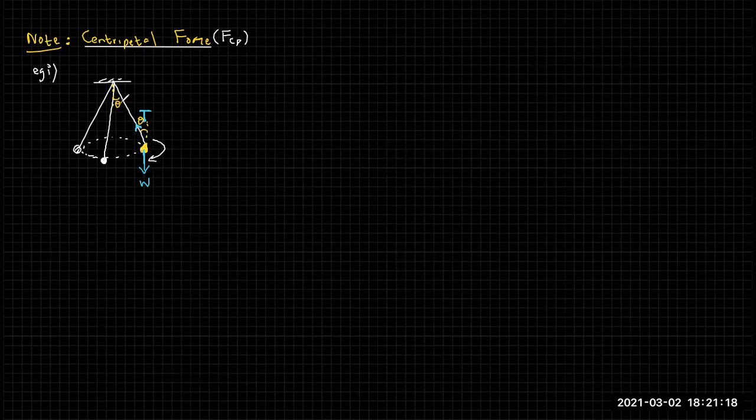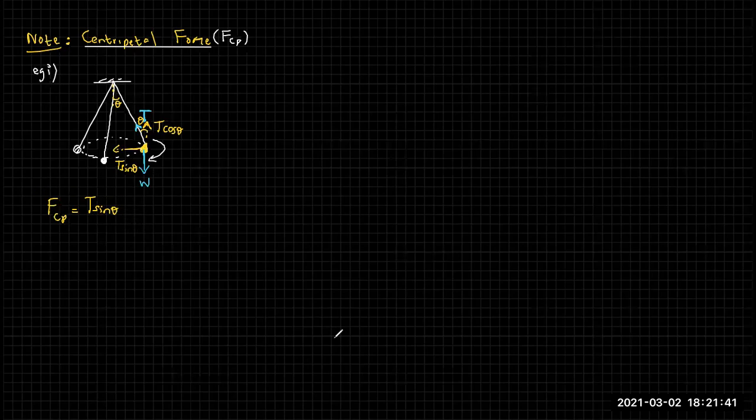If this angle is theta with the vertical, and this angle is also theta with the vertical, then you can take the components. This is going to be T cos theta, and this is going to be T sin theta towards the center. So who is the centripetal force for the system? Centripetal force is going to be T sin theta. Hope you guys understood that.